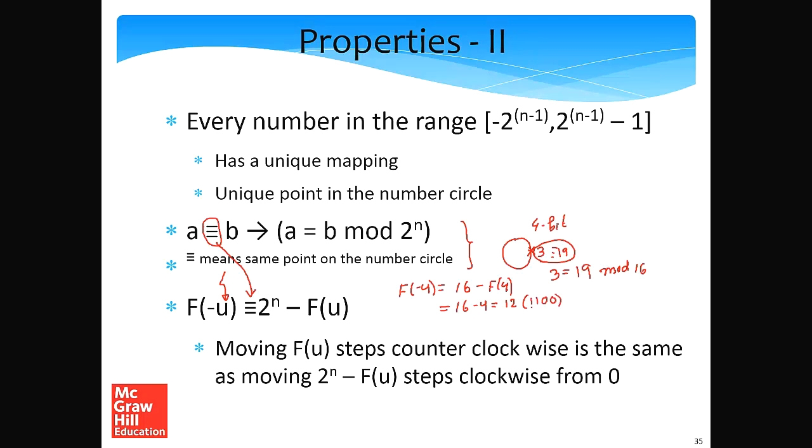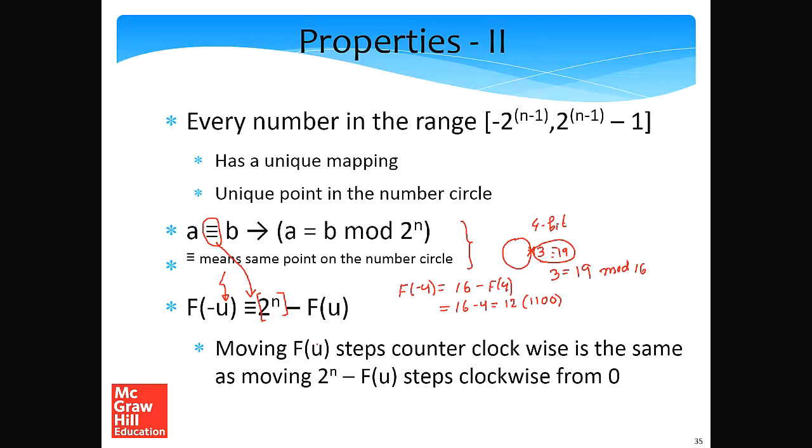So it is very easy to find the representation of the negative of any number simply by subtracting it from 2 to the power n. And this is also why this is called a 2's complement number system, because we are subtracting it from 2 to the power n. That's the reason.